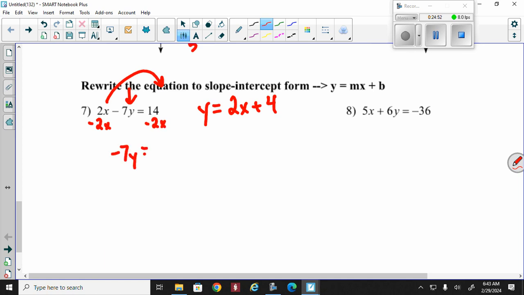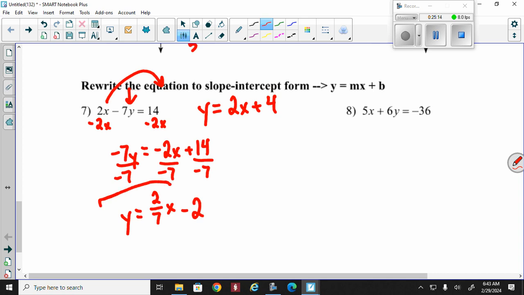Negative 7y is equal to negative 2x plus 14. And then I'm going to divide everything by -7, because I need to get that y all by itself. So 2 divided by 7, that's going to be a decimal, so we're just going to leave it as a fraction. That's positive 2 over 7x. Positive 14 divided by -7 is -2. There's my answer.